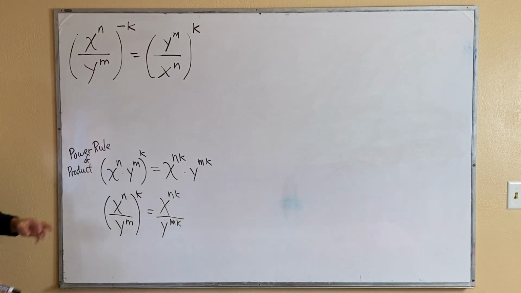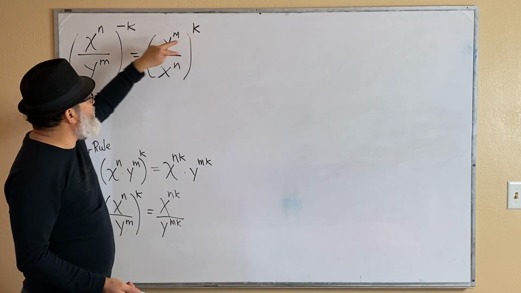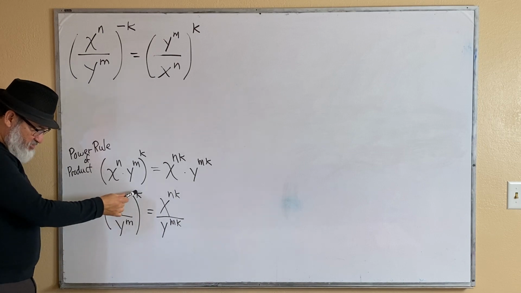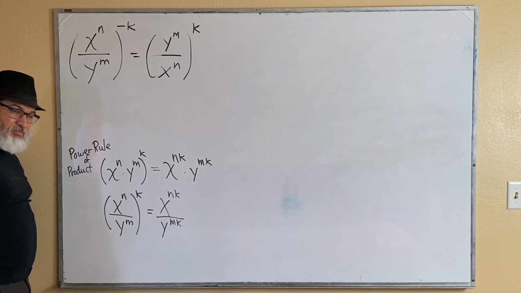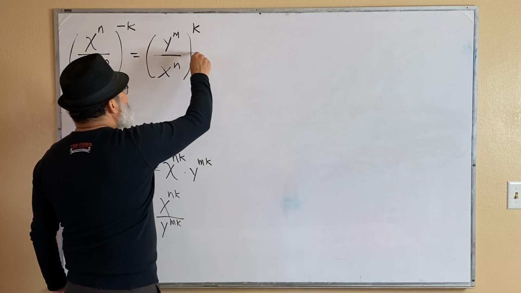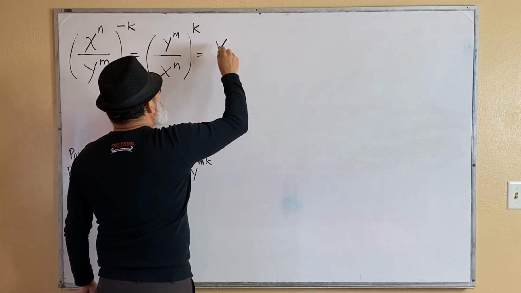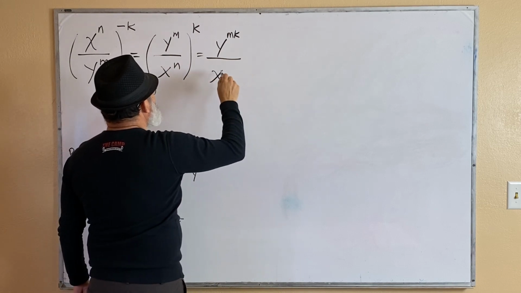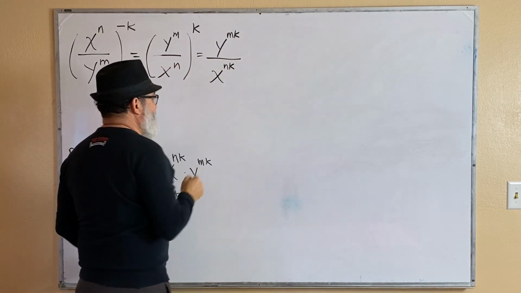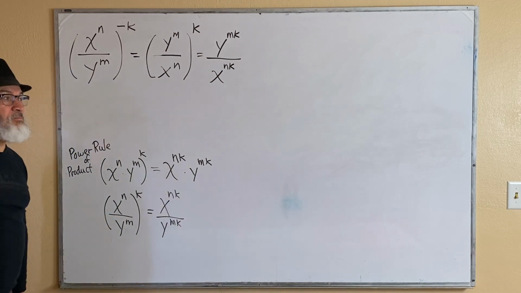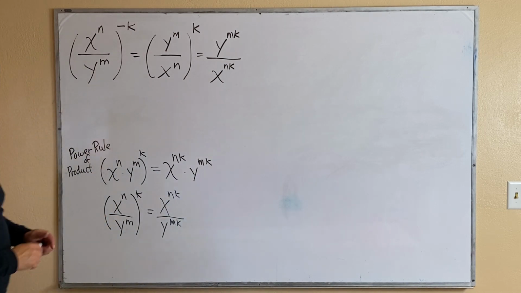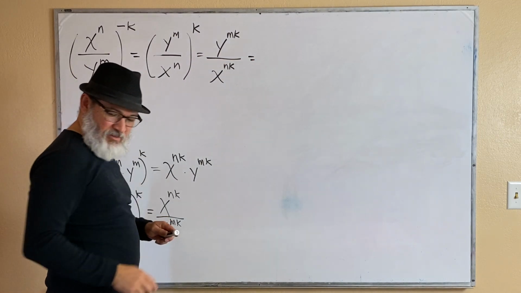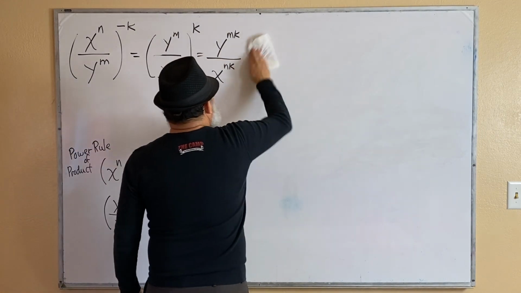And now I apply the power of a quotient rule, just multiply the powers. And now this becomes y to the n times k divided by x to the nk. That's it. That's the rule.